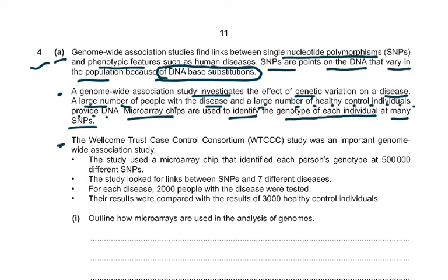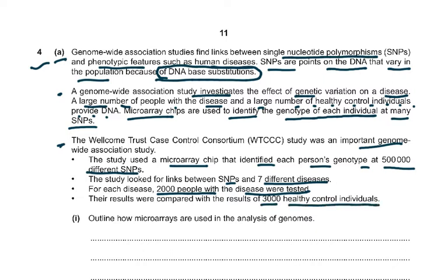The Wellcome Trust Case Control Consortium (WTCCC) study was an important genome-wide association study. The study used a microarray chip that identified each person's genotype at 500,000 different SNPs. The study looked for links between SNPs and 7 different diseases. For each disease, 2,000 people with the disease were tested, and their results were compared with the results of 3,000 healthy control individuals.